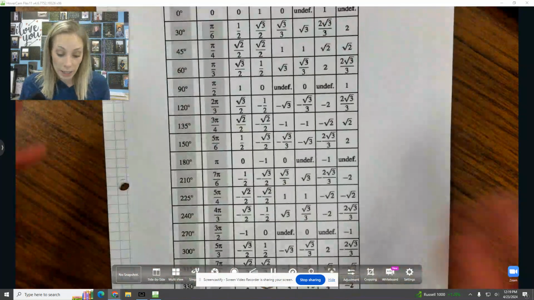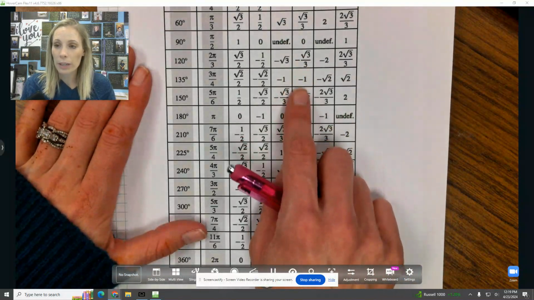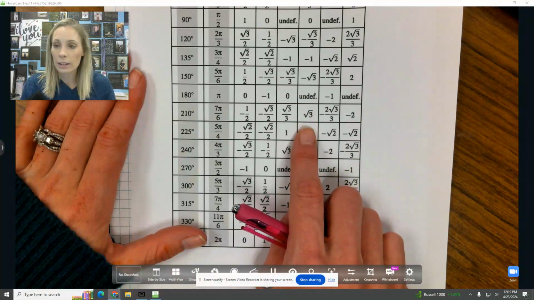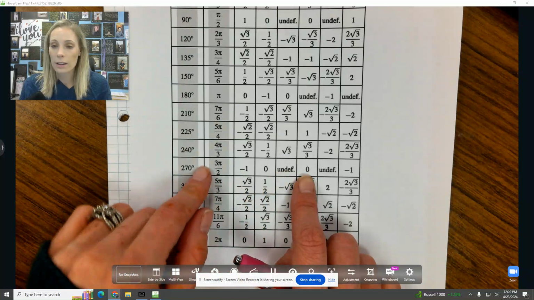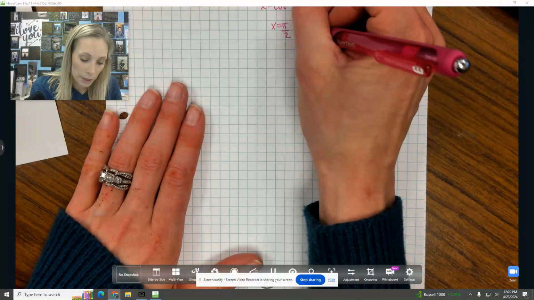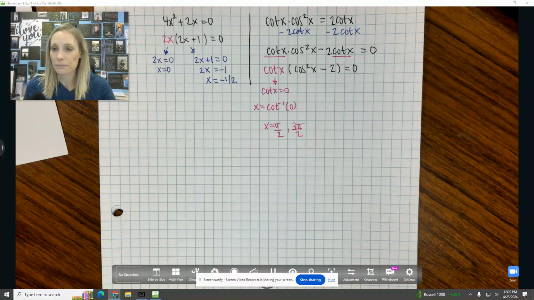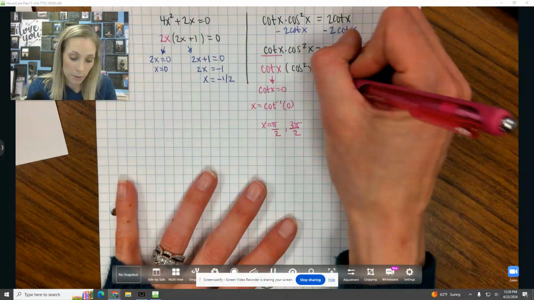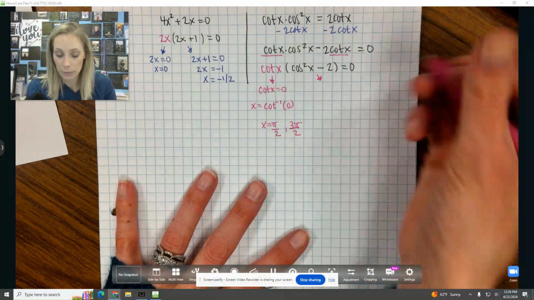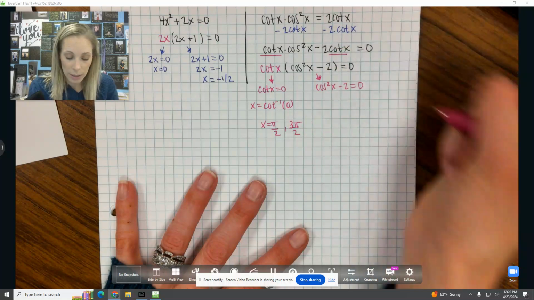And then I'm going to continue and see if there's any other places that it equals 0. So I'm moving down along the line, and there's another 0 right there at 3 pi over 2. And there aren't any other zeros in that column, but we have both of those answers right there. Now, we're not done yet because we've only set one factor equal to 0. We also need to set this factor equal to 0. So we're going to have cosine squared of x minus 2 equals 0.